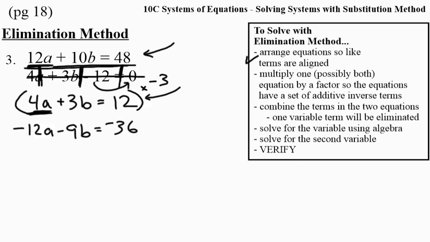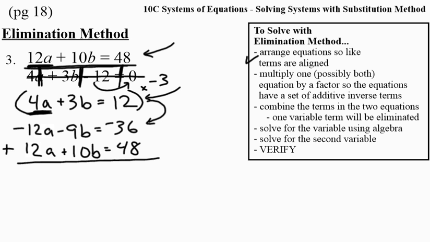Keep that first equation, and I'm just going to rewrite it down here so it's nice and easy to compare the two. So I changed my second equation by multiplying by -3. Now I can combine all these terms. -12a and +12a, there's our elimination of the elimination method. -9b and 10b is a +1b. -36 and 48 is +12. So we get b equal to 12.